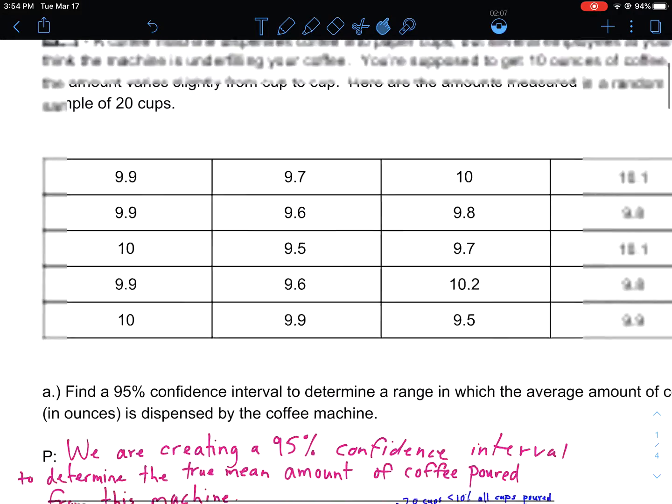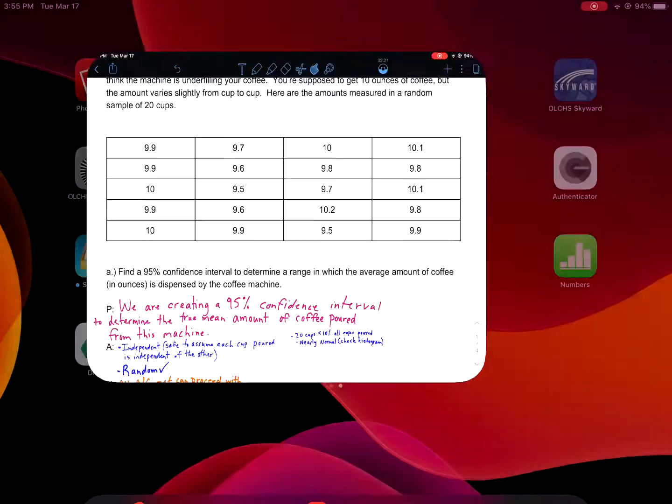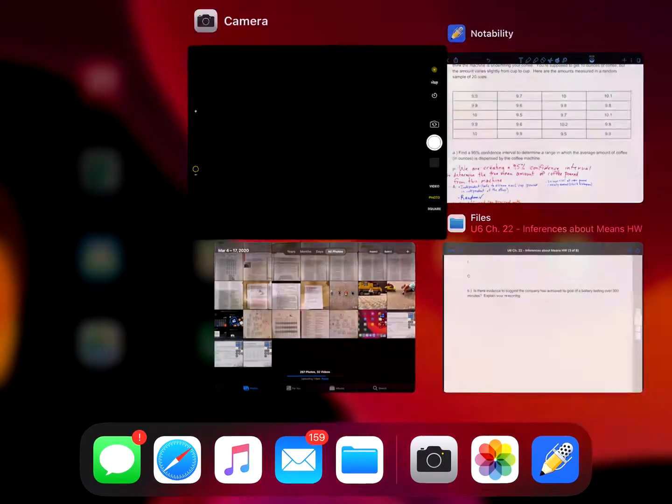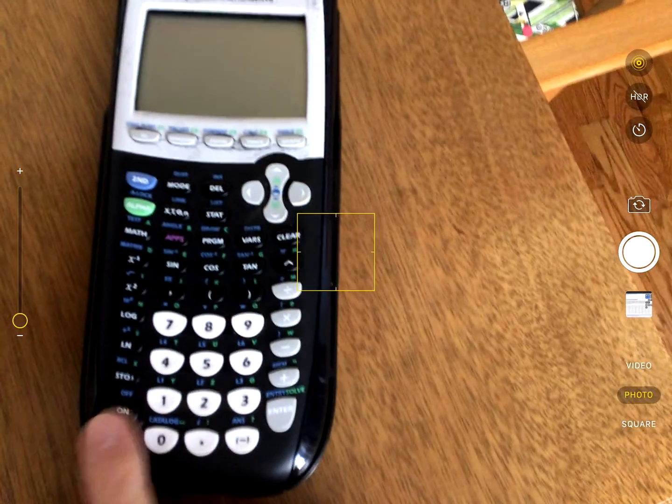This data right here is going back to Unit 1, the beginning of the semester. You would enter this into your calculator, and from there you can make a histogram. You can make a confidence interval and all the things we're about to do. First, let me just remind you how to do that. We're going to jump over to our camera. All right, and here's a calculator. We're going to turn it on.